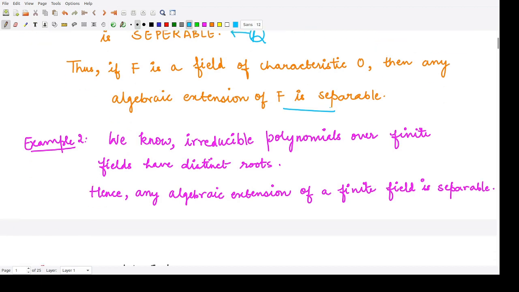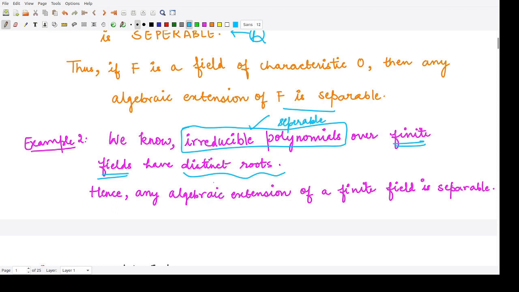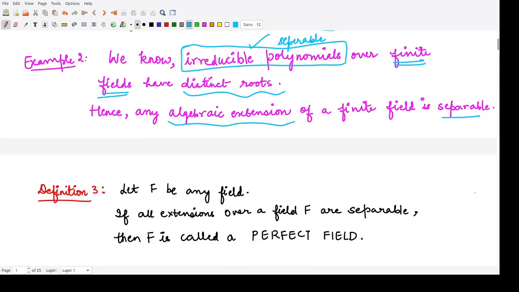For the next example, irreducible polynomials over a finite field have distinct roots. We have seen in the previous results that any irreducible polynomial over a finite field has distinct roots. If all the roots of the polynomial are distinct, that means this polynomial would be separable. So whatever extension field it has would be algebraic and hence separable. So this is another example that you could see.